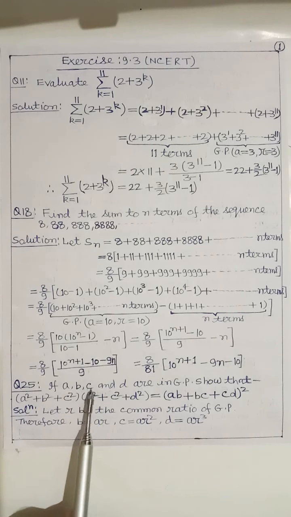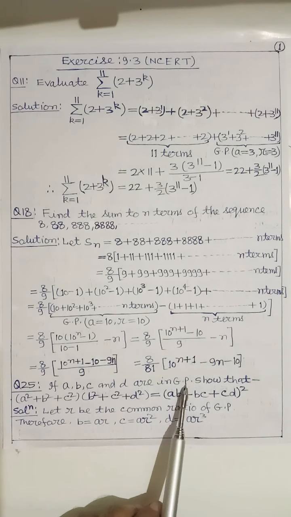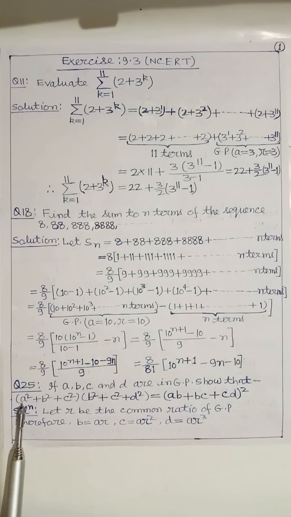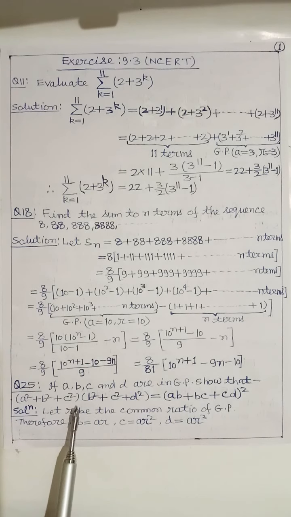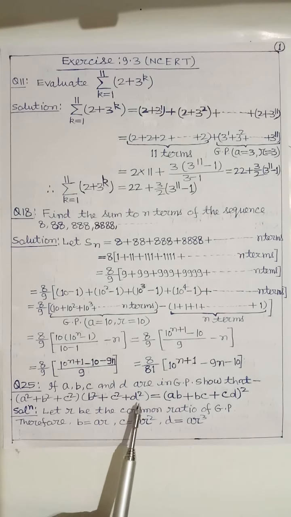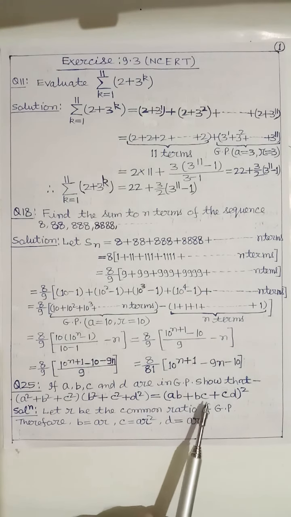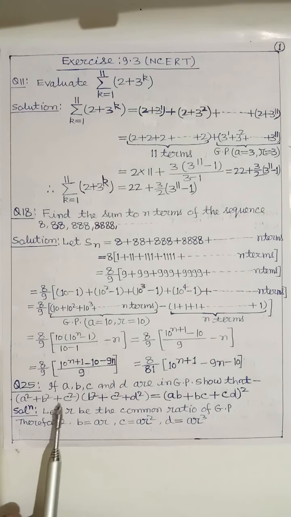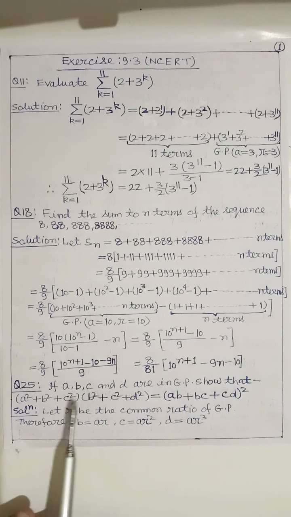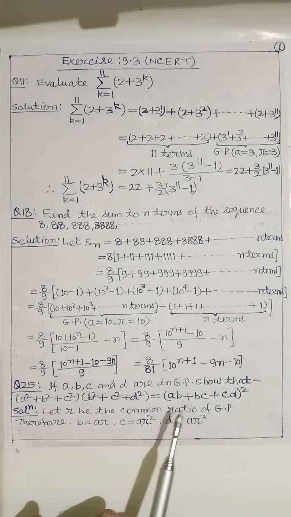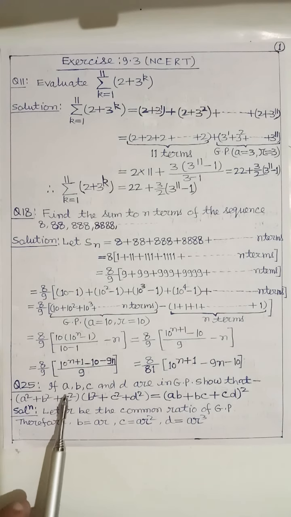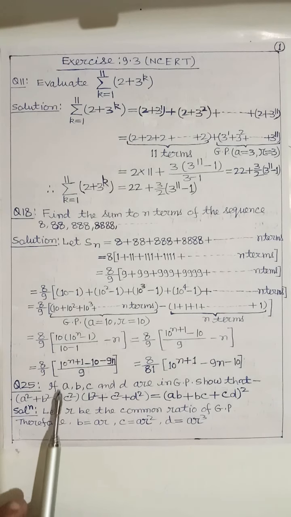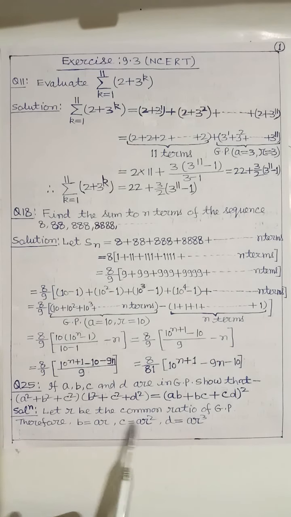If a, b, c and d are in geometric progression, show that (a square plus b square plus c square) into (b square plus c square plus d square) is equal to (ab plus bc plus cd) whole square. Dear students, here a, b, c and d are in GP. So here we suppose that the first term is a and the common ratio is r.